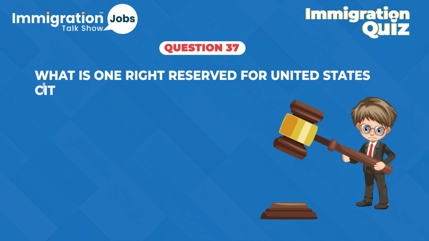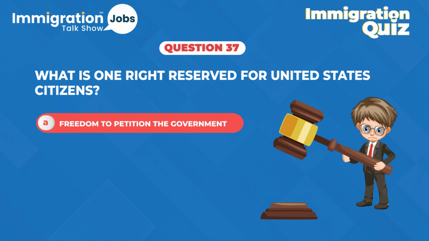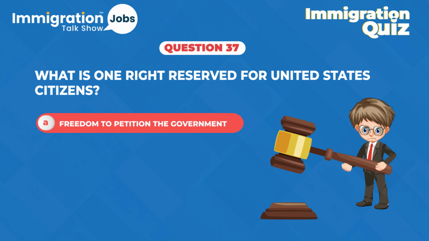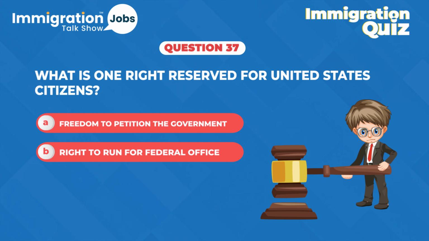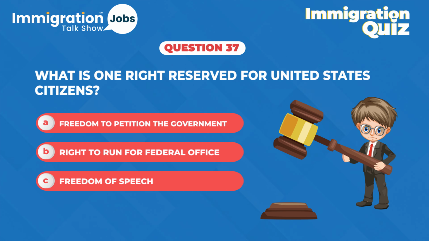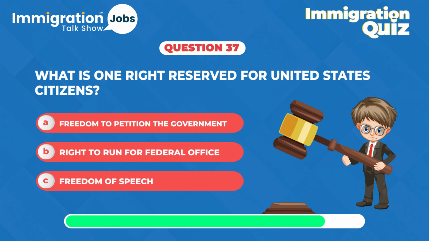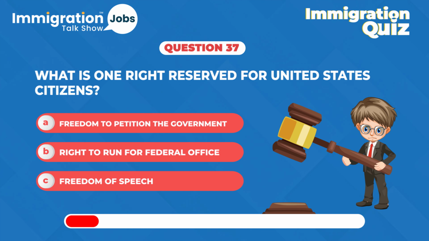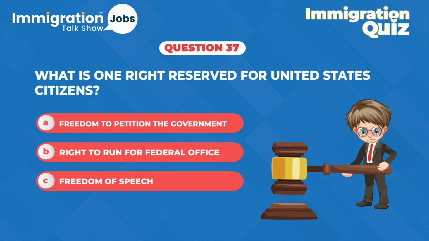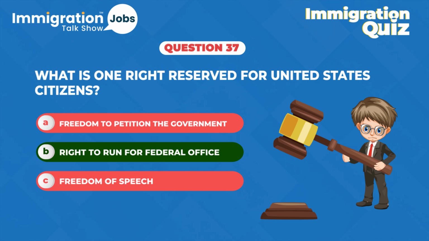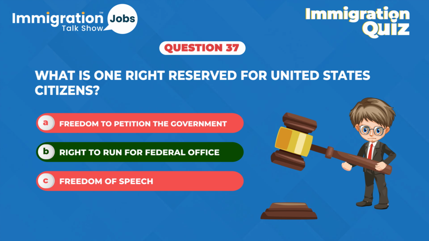What is one right reserved for United States citizens? Option A, freedom to petition the government. Option B, right to run for federal office. Or option C, freedom of speech. And the correct answer is option B, right to run for federal office.